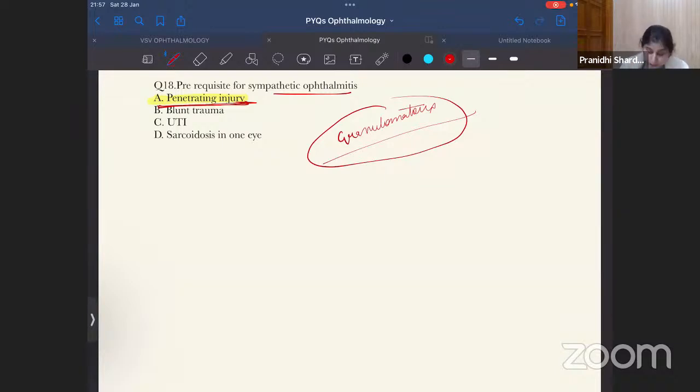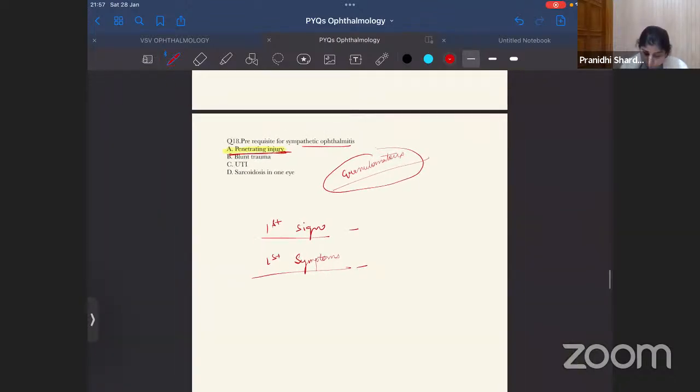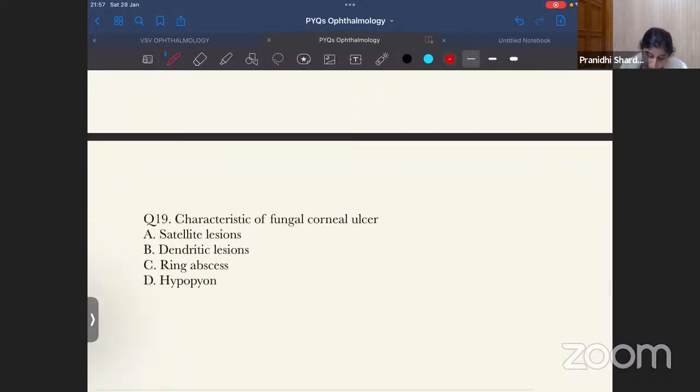Two things important to learn in sympathetic ophthalmitis are the first sign and the first symptom. Again, two important one-liners in SO. Anybody can please write down the first sign and symptom. Till then, we'll go to the next question.